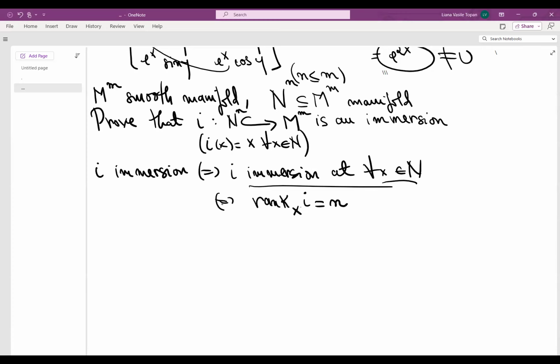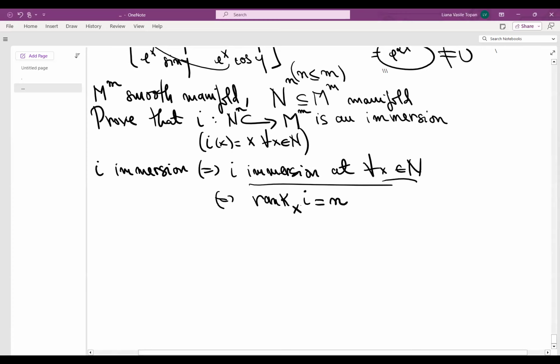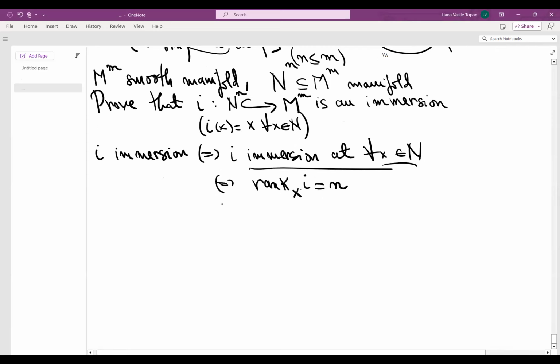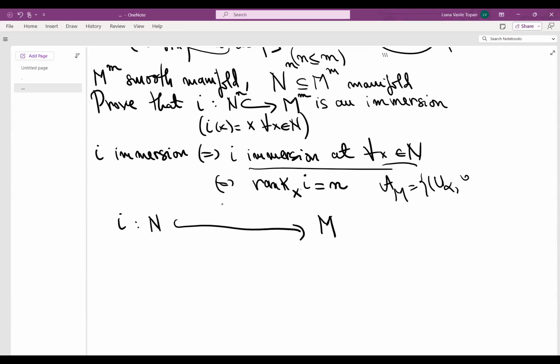So this means immersion at the point. Now, what is the rank? So again, let me write this i here. So we see it goes from N into M. These are manifolds, right? So suppose that on M we have an atlas which has some charts, (U alpha, phi alpha).